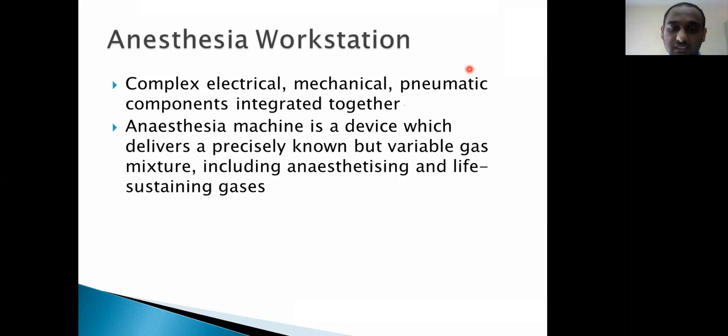So, a precisely known but variable gas mixture. Variable gas mixture because we are not just using oxygen. We might use medical air, we might use nitrous oxide, we might use the inhalational agents. So we want to know each component. So a precisely known but variable gas mixture which includes the anesthetizing and life sustaining gases.